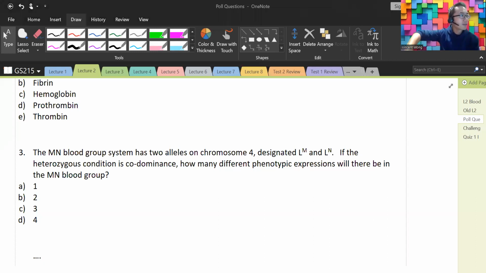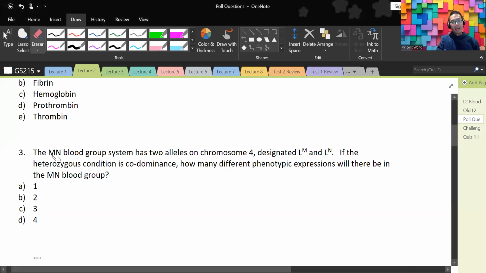Okay, a lot of you chose 2. Let's see if that's correct. The MM blood group, which is a new blood group that we have not talked about, but what's important is that it has 2 alleles on chromosome 4, designated LM and LN. If the heterozygous condition is codominant, how many different phenotypes will there be?